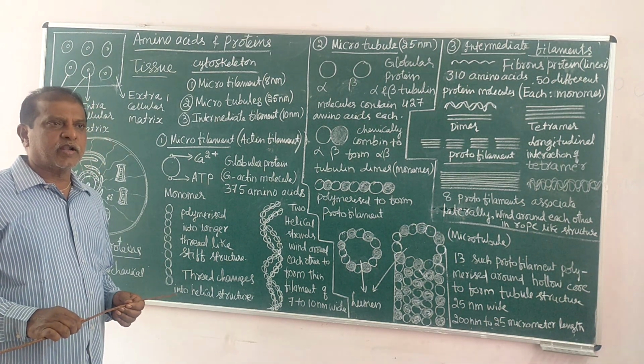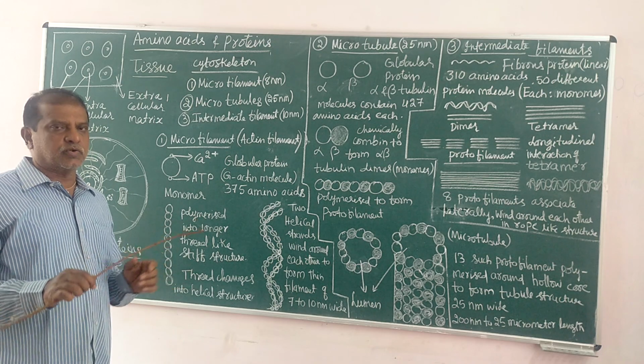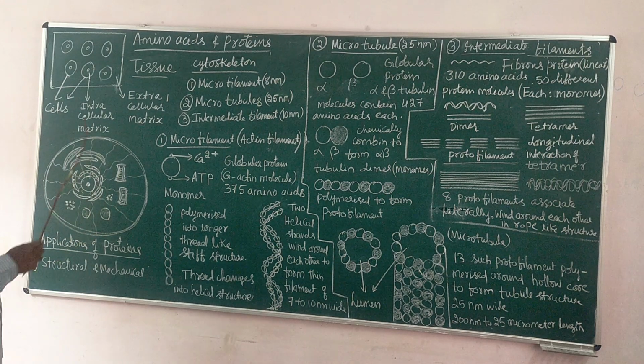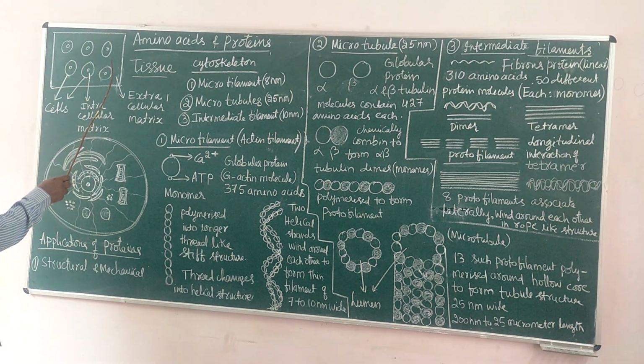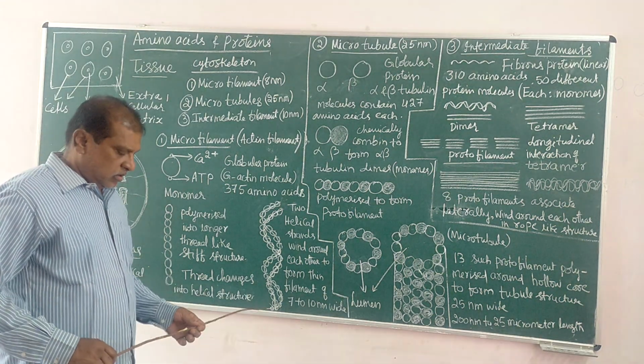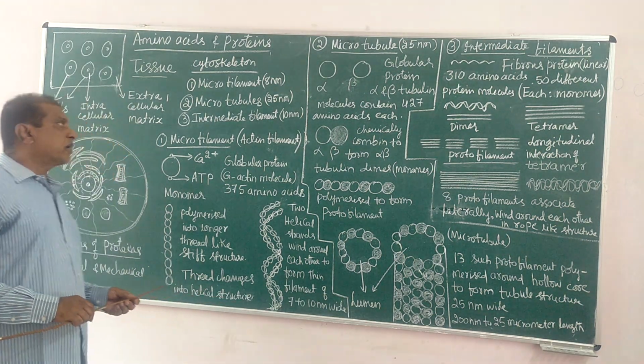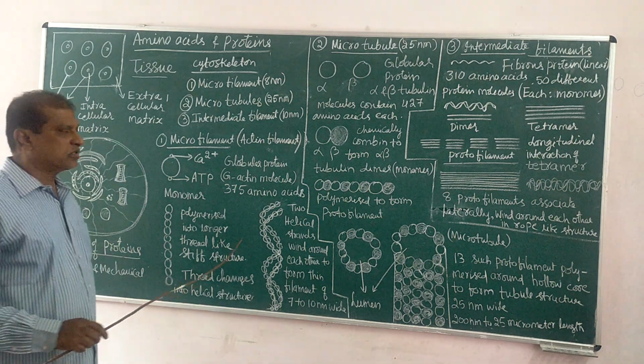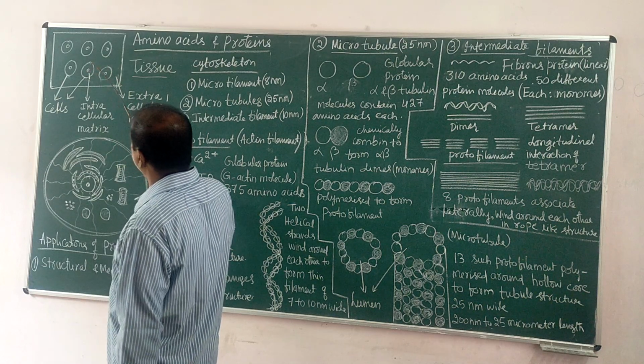In this tissue we have two different types of materials. One is cellular material and the other is tissue material. The material inside is called the intracellular matrix and the material outside is called the extracellular matrix, like different molecules, of course. Now today we shall concentrate more on the intracellular matrix.